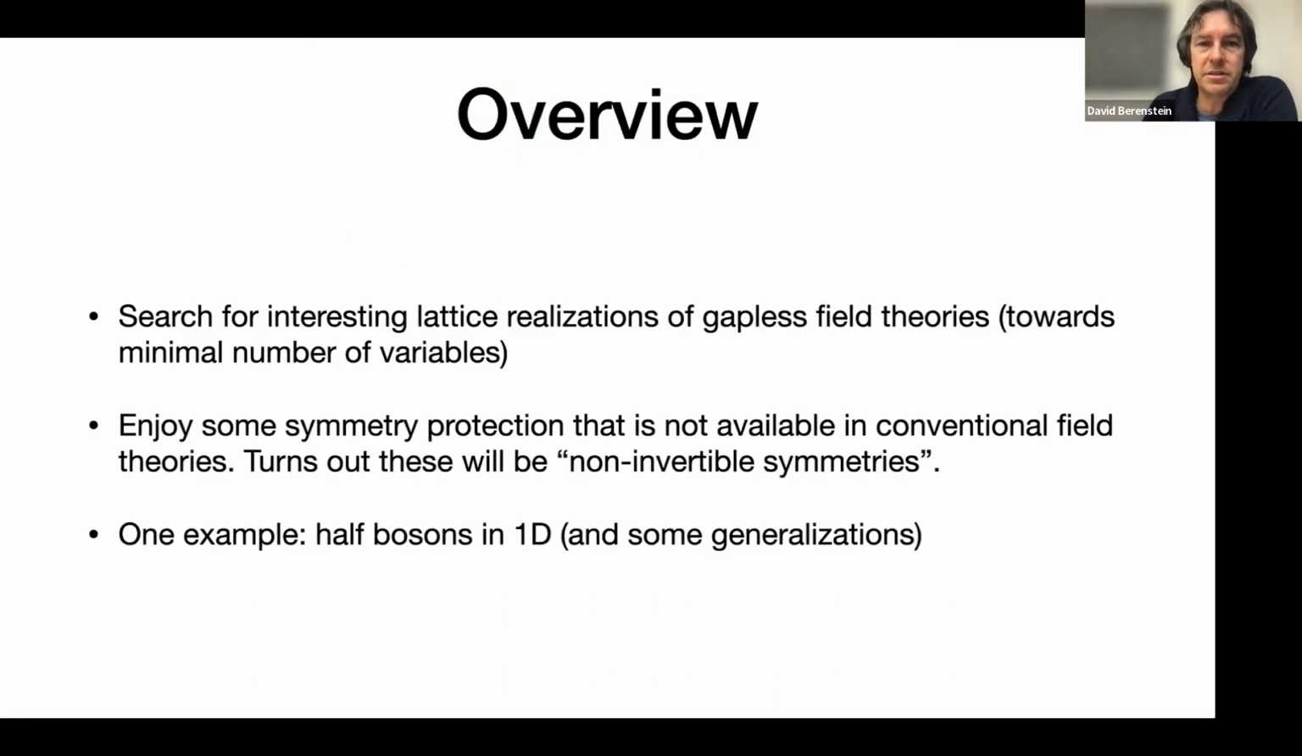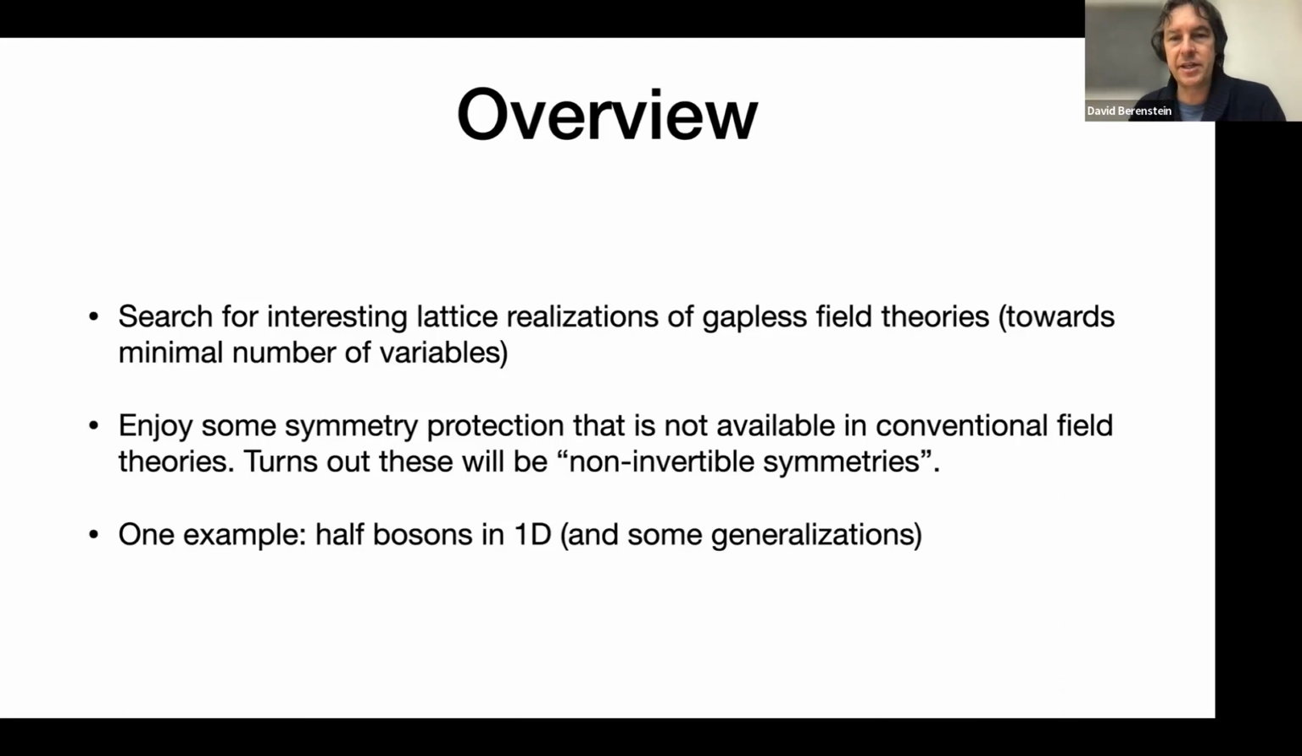The overview is, I'm going to try to look for interesting lattice realizations of gapless field theories. So the word interesting here means gapless. And then I'm going to try to find the minimum number of variables. And then I want to tell you that there's some symmetry protection that's not available in conventional theories. And it turns out that this thing that I thought was very different is actually the non-invertible symmetries that have been recently studied a lot. And then the one example I'll spend a lot of time on is talking about half bosons in one dimension, and then I'm going to speak about some generalizations.